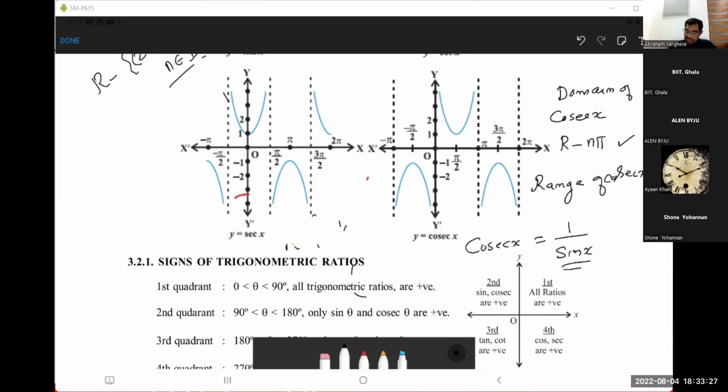And regarding the range, we can map the graph with the y-axis. So here also we can map the graph. That means you can see that this portion is not covered, that is minus 1 comma 1 is not covered. Therefore, what about the range? All real numbers except minus 1 to 1. So either you can write it like this, all real numbers except minus 1 comma 1, or I can write minus infinity comma minus 1 union 1 comma infinity.